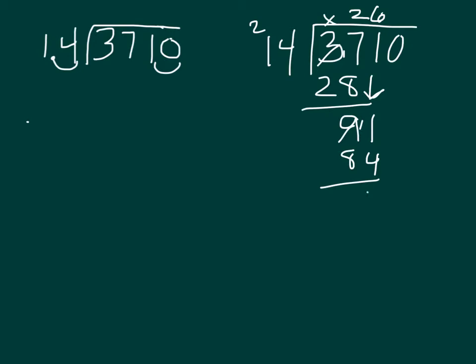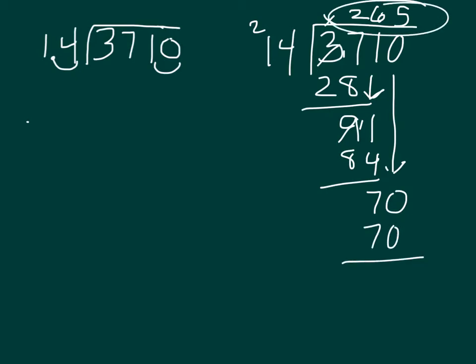I subtract and I get 7. I bring down my 0. And look, if 6 times 14 is 84, then 5 times 14 is going to be 70 because I subtract 14 from 84, and there's my answer.